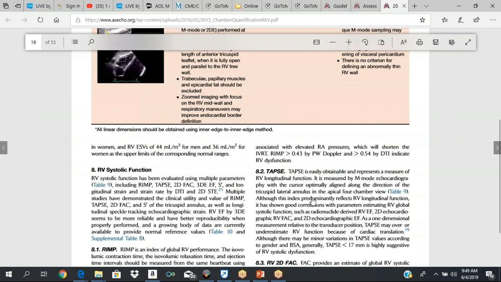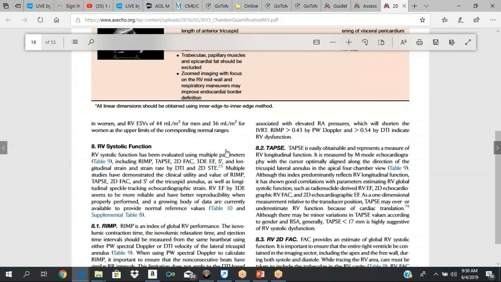And when you look at other studies such as radionuclide-derived RV ejection fraction, fractional area change, and two-dimensional ejection fraction of the RV, it correlates very well, okay? As a one-dimensional measurement relative to the transducer position, TAPSE may over- or underestimate RV function because of cardiac translation. Be careful that you put the transducer at the lateral tricuspid plane. A lot of times I see the transducer is on the right atrium or further up on the RV. Be careful where you're putting your transducer.